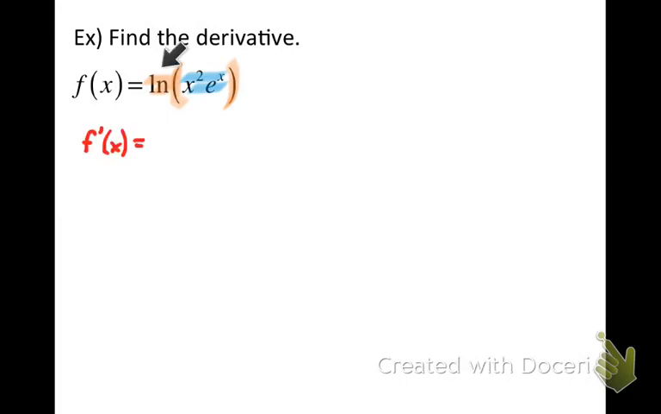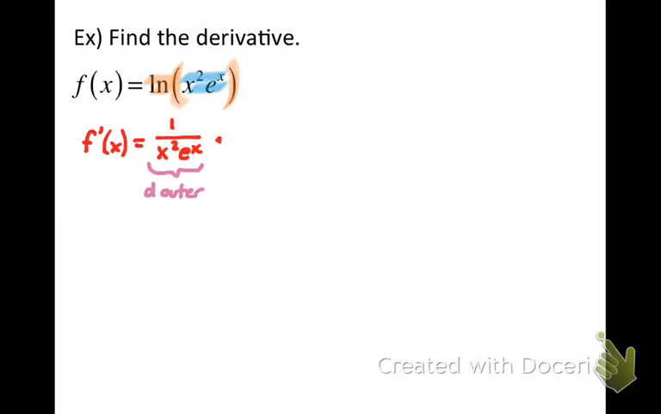All right, now you'll remember that the derivative of the natural log of x is 1 over x. So we could say it's 1 over x squared e to the x power in this case, because that's the derivative of our outer function with respect to the inner function. All right? And then we'll multiply that by the derivative of our inner function.